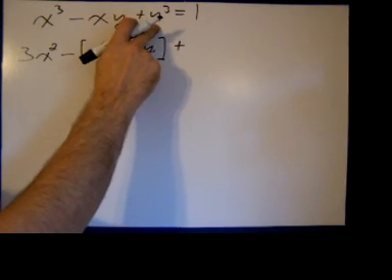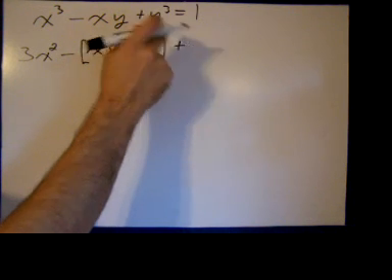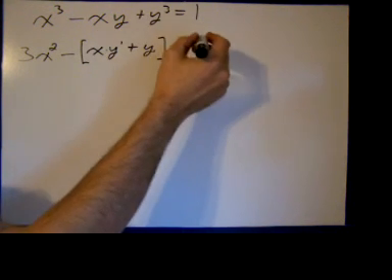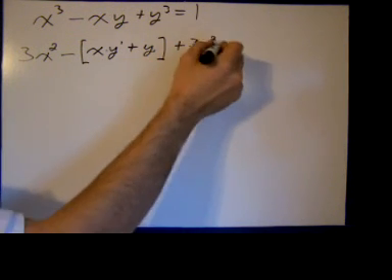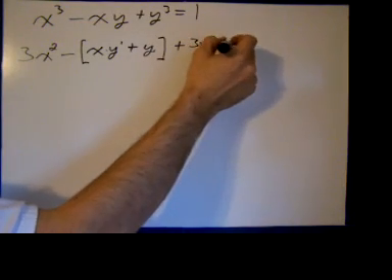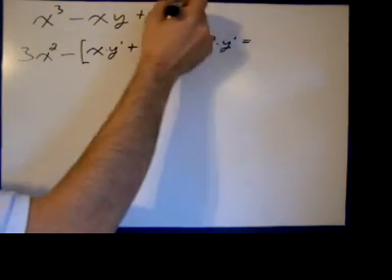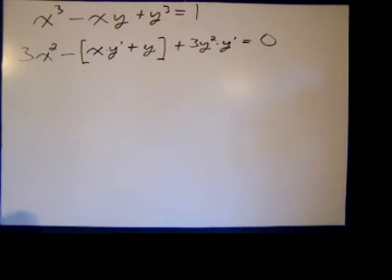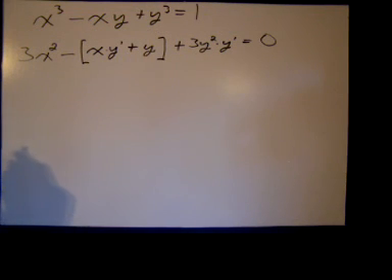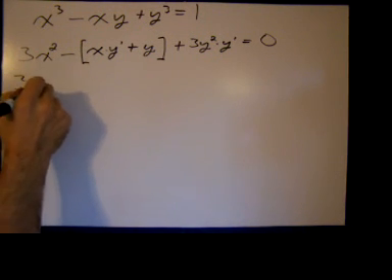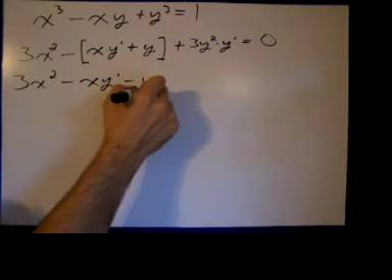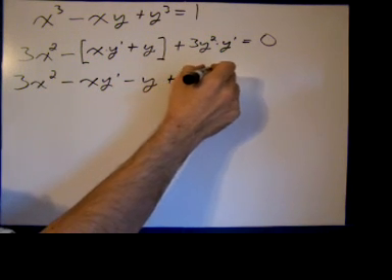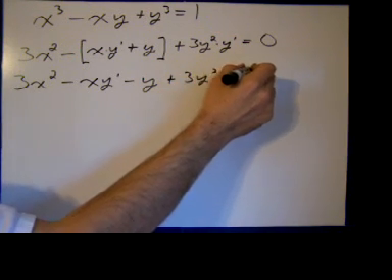Now we derive y to the third, and we look at the outside function. We use the chain rule, which is just 3y squared times the derivative of the inside function, which is y with respect to x, so it's just y prime. And then the derivative of 1, derivative of any constant, is 0. So now, generally, I'll multiply this negative out first, and then we'll worry about that. So we get negative x y prime minus y plus 3y squared times y prime equals 0.